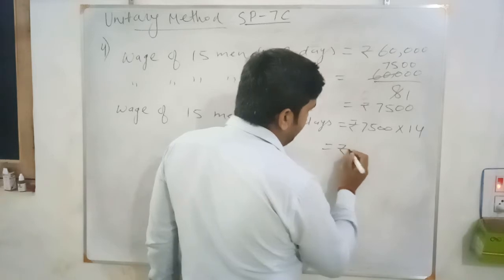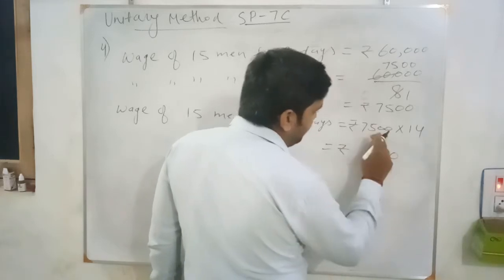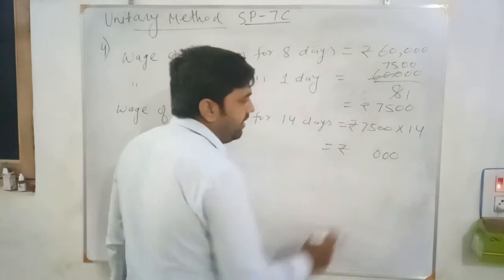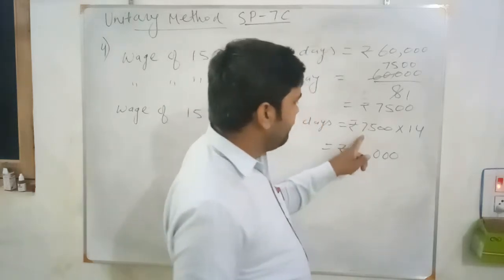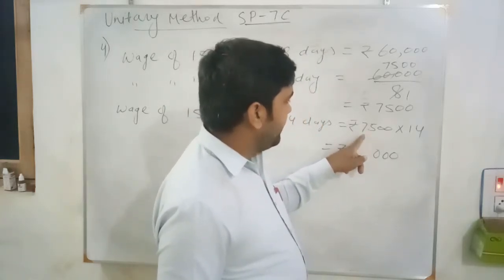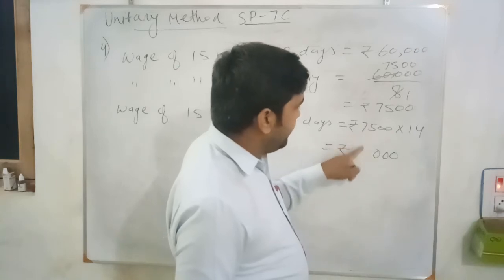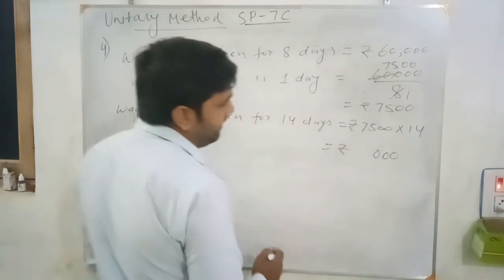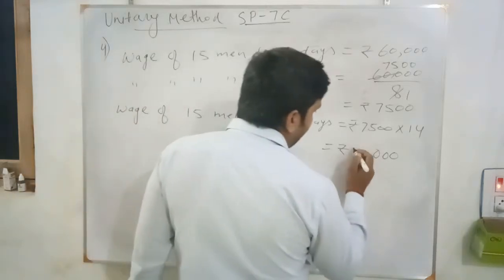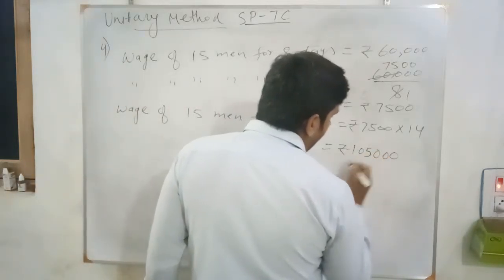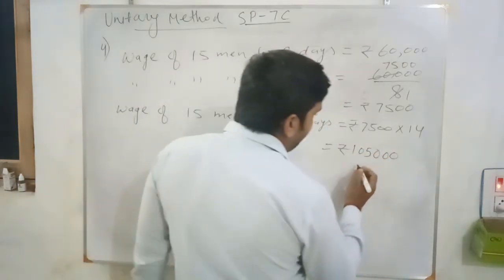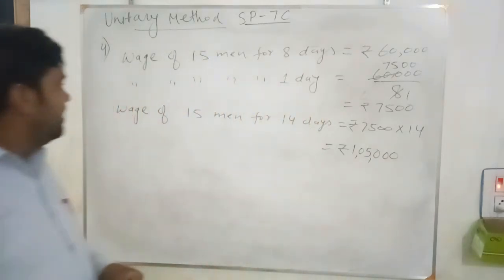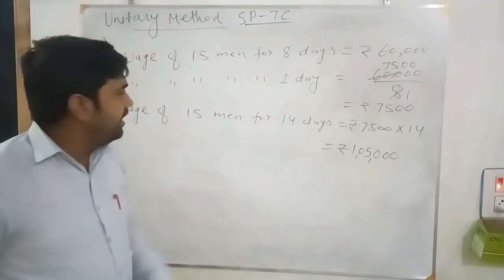So what do you get? 14 zeros are 0, 14 zeros are 0, 14 5s are 70, 0 carry 7. Now 14 7s are 98, and 98 plus 7, the carry, is 105. So what is the value? 1,05,000. So 1,05,000 is the wage of 15 men for 14 days.